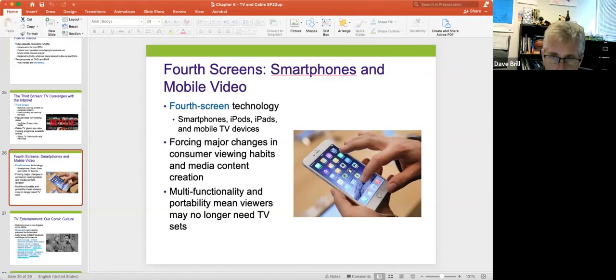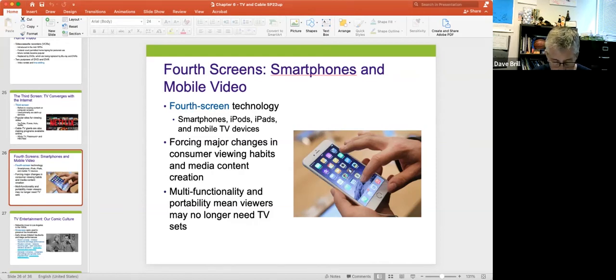Because a fourth screen, which is a smartphone, this guy, right, or an iPad, is on the go. It's mobile. But what's interesting is you can also take your phone and throw whatever you're watching on your phone to your television in your living room or in your garage like I do. So it's all very muddled. But anyway, technically speaking, a fourth screen is a smartphone or mobile video. It has forced major changes in consumer viewing habits, right? It's given us all sorts of power in terms of when we want to watch our content, and where.